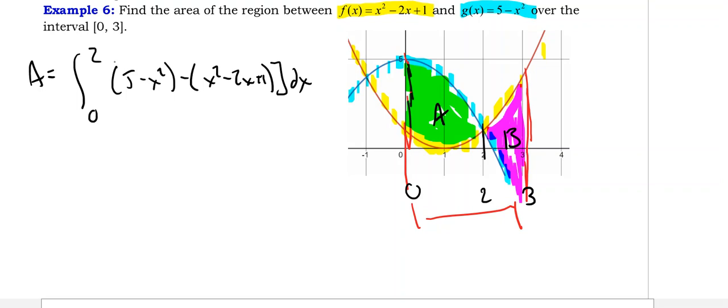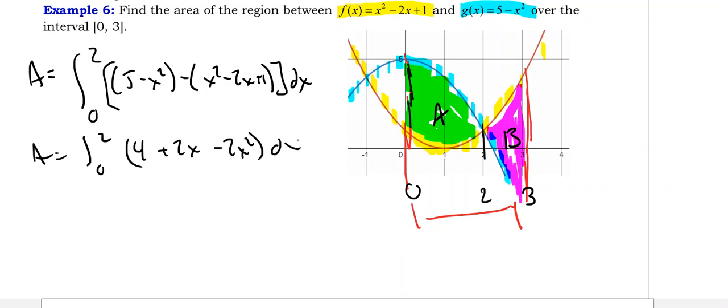And so that then comes simplified. Let's see, you're going to have 4 plus 2x minus 2x squared dx. And the area then would become 4x plus 2x squared over 2 minus 2x cubed over 3, evaluated from 0 to 2, which becomes 6.67.